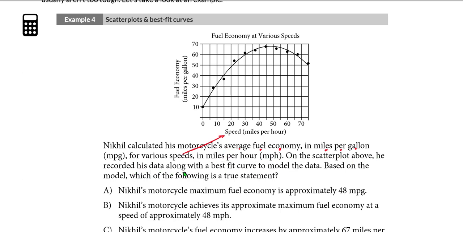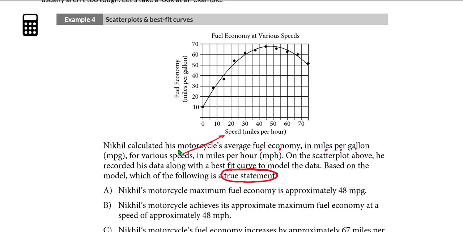He recorded his data along with a best fit curve. So they'd come right out and tell us that this is a best fit curve. But again, we can see that on the graph. To model the data based on the model, which of the following is a true statement? Wow, Nikhil has a lot of time on his hands to make such a nice chart here. But anyway, which of the following is a true statement? So can we predict here? I don't know that prediction is the best way to do this. We probably are going to just want to go to the answer choices and examine them one at a time.